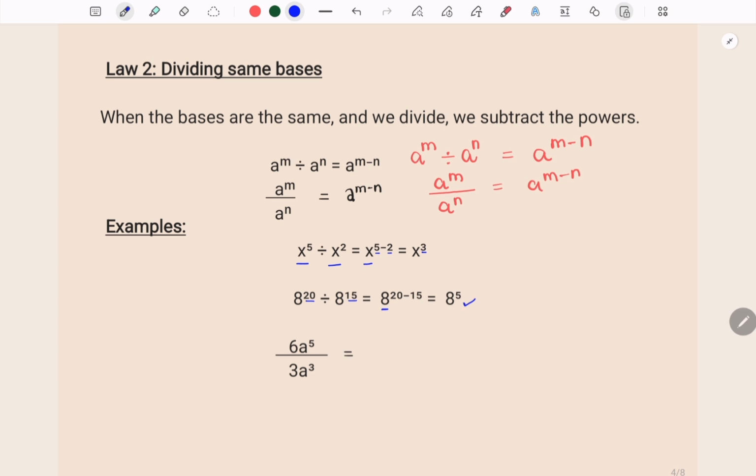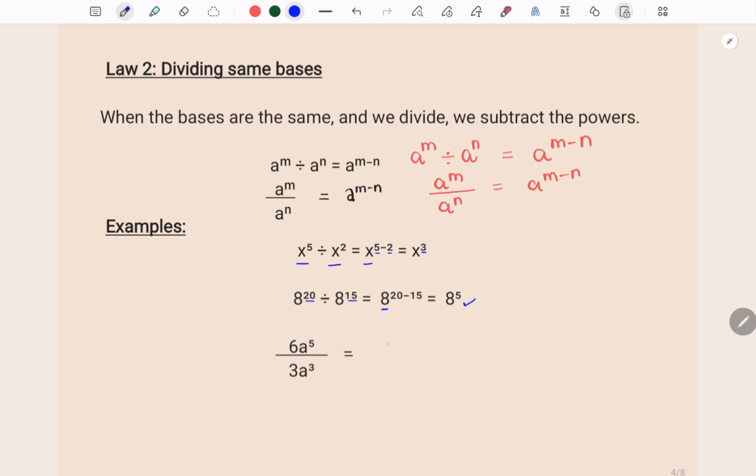All right. So this is a question that I want you to try on your own. If you wish, you can pause the video and try it. Okay, so let's see how we can solve this question. Here we have 6 into a raised to the power 5 divided by 3 into a raised to the power 3.